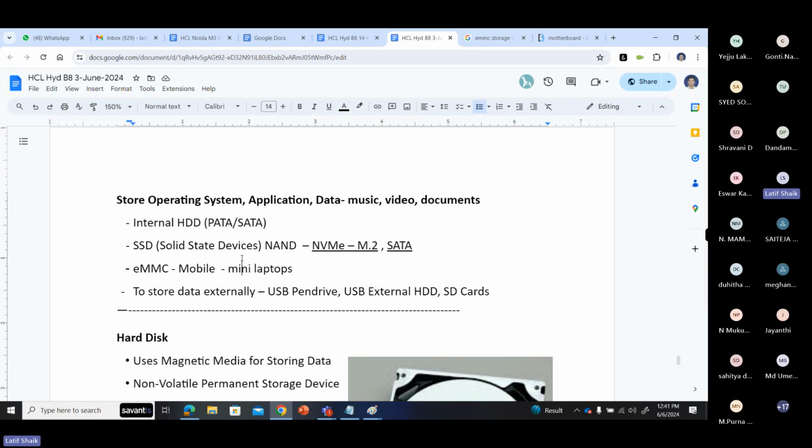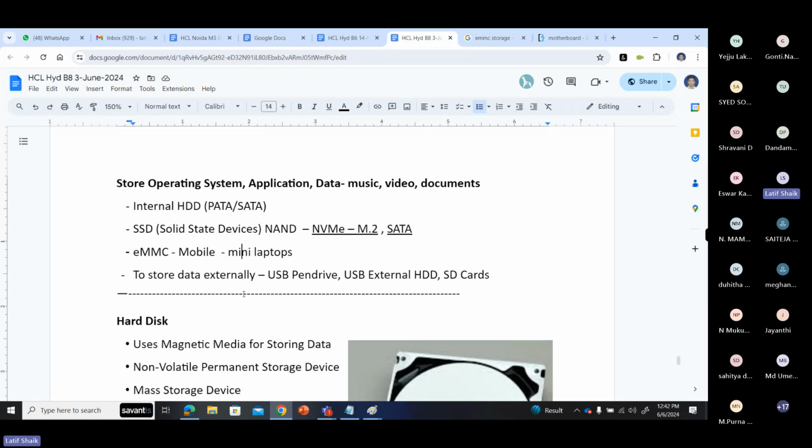And you can store data externally. You can store data externally using USB drives, external hard disks, and SSDs. What is the purpose of SD cards? You store your music files and video files on the memory card, so you don't need to store them inside your mobile phone or your laptop. You don't want to put all this data into your laptop because it contains other important data. So then you can store the extra data externally.